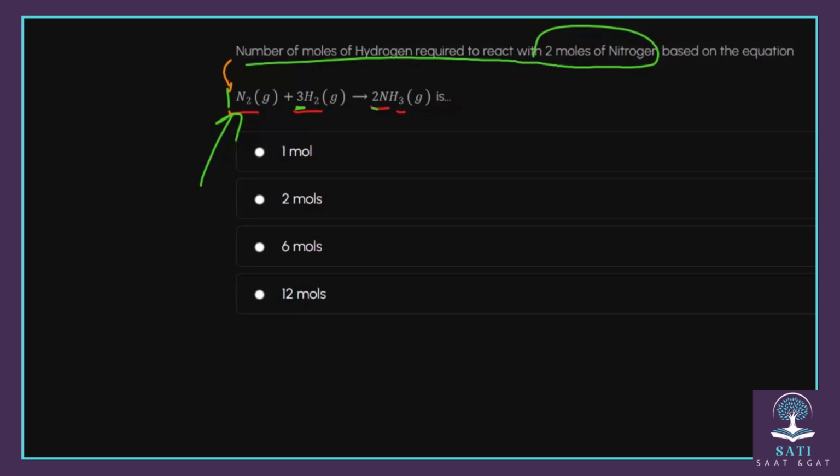So you multiply the whole equation by 2, what will you get? You will get here 2, and instead of 3 here, you multiply it by 2, it's going to be what? It's going to be 6. And here also you multiply it by 2, you get what? 4.